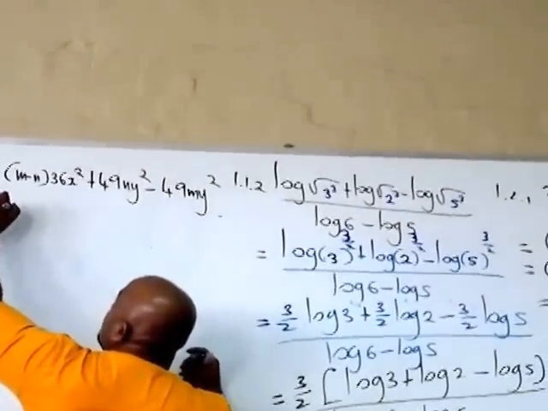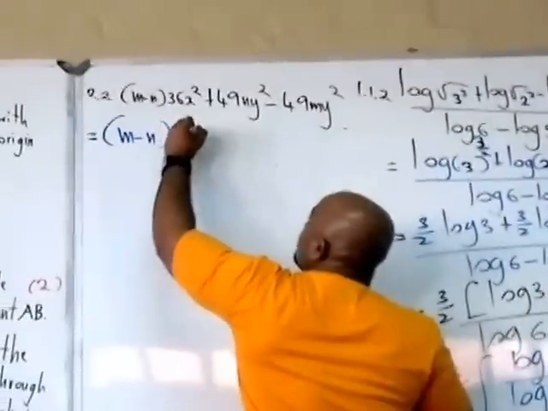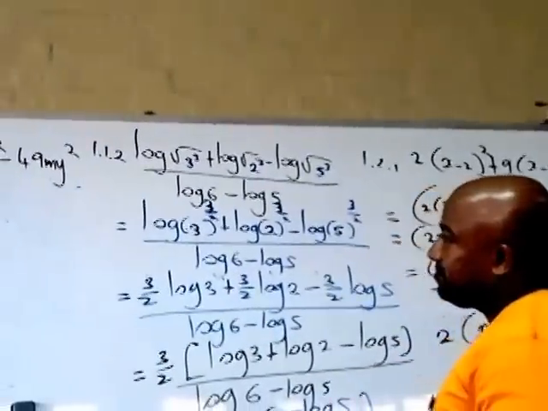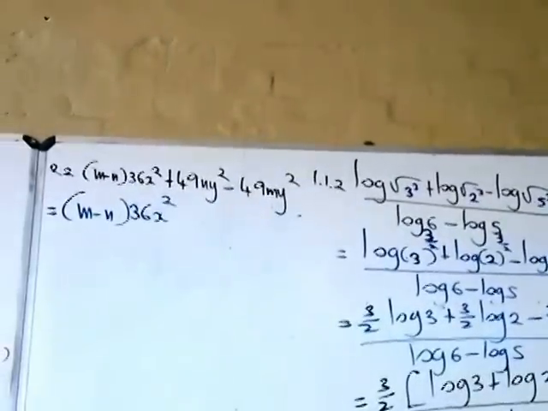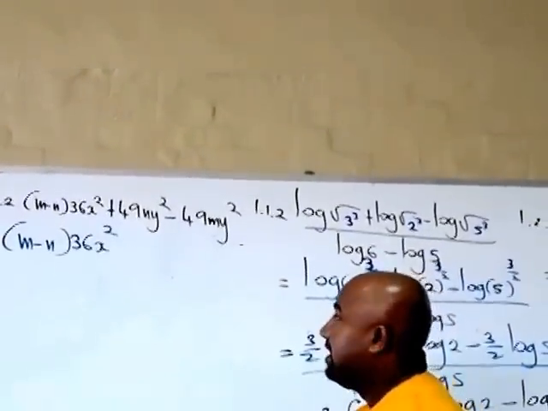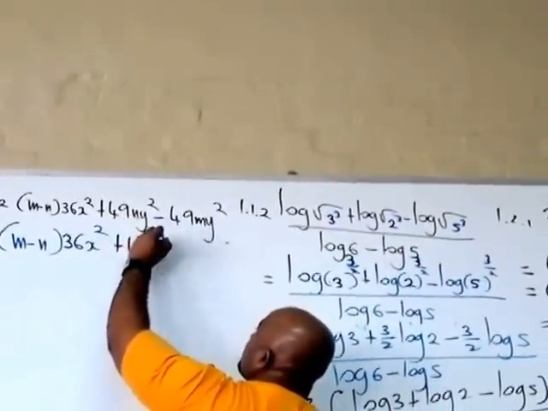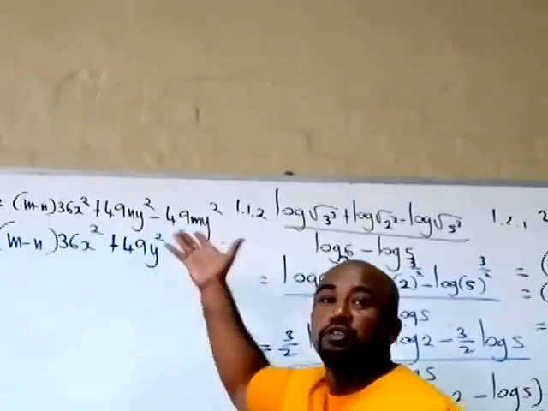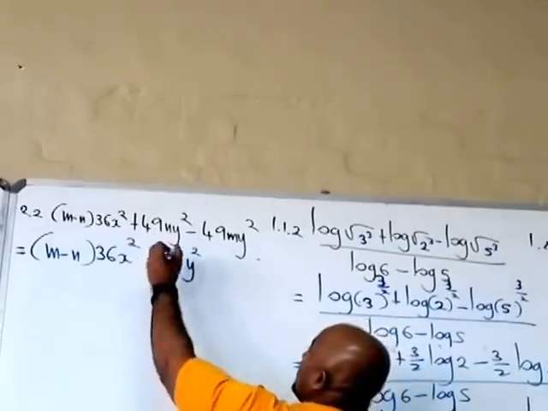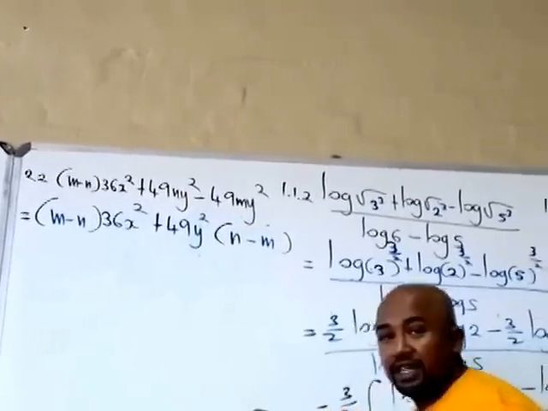Leave m minus n. Do not remove the brackets. So that will be 36x squared. Now, what is my common factor here? What common factor can I take out? Now, let's see what happens. If I take out 49y squared, because that's what you see initially, can you see that? If you take out 49y squared, what are you left with? N minus m. Can you see that?